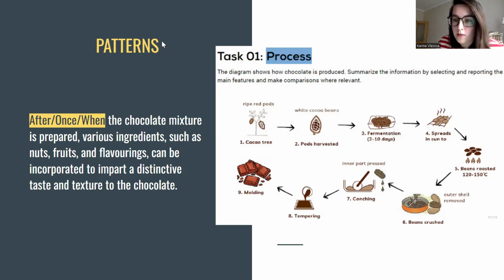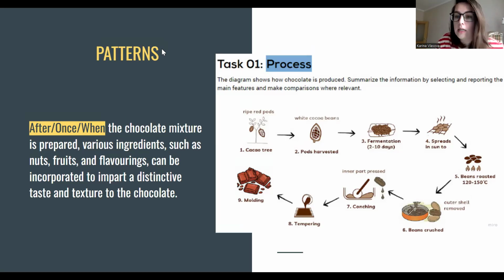Once cocoa pods are harvested, they undergo fermentation. Okay, actually, that's right. Yes, yes. At the same time, you can use the length, for how long it lasts. Once beans roasted, no, you don't need to use "done". And please mind the punctuation because after the first clause, you really need to use a comma.